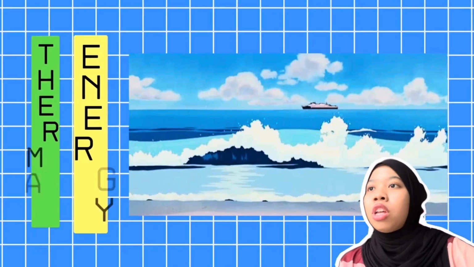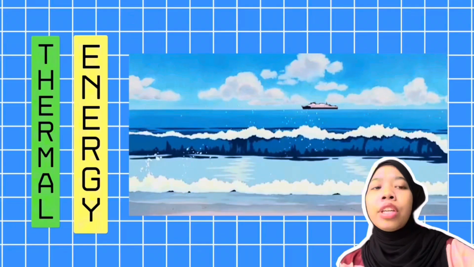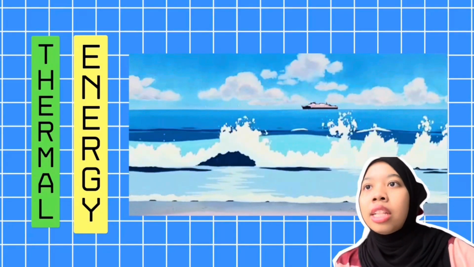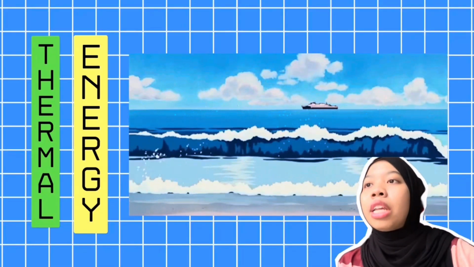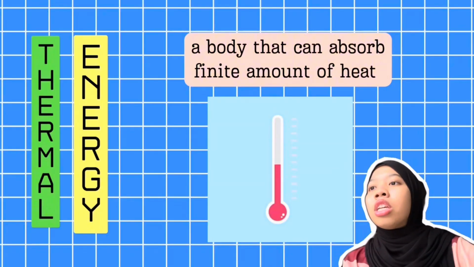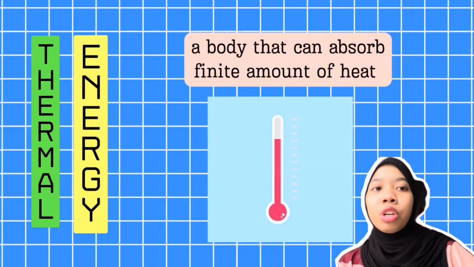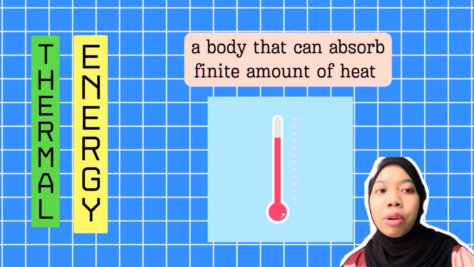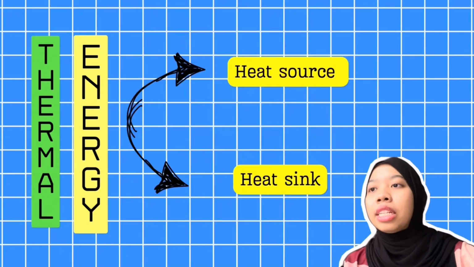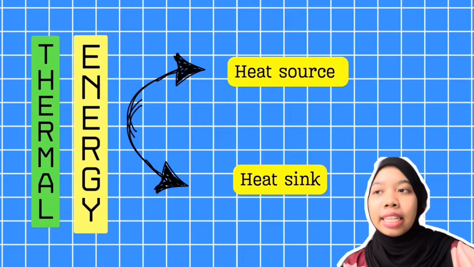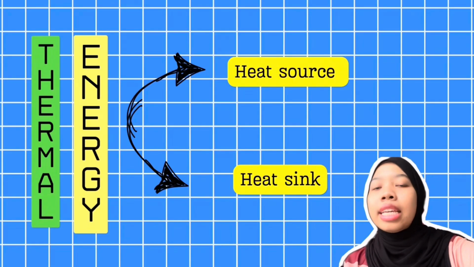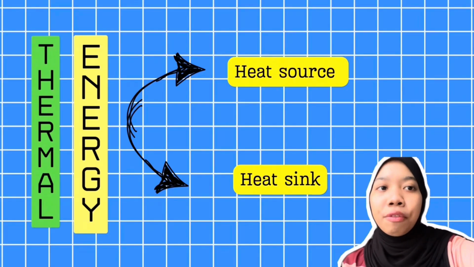Next, we'll move to thermal energy reservoirs. As you can see, this ocean is one example of a thermal energy reservoir. This is because the ocean has large thermal energy storage capabilities. So what exactly is a thermal energy reservoir? A thermal energy reservoir refers to a body that can absorb a finite amount of heat without any change in temperature. There are two types of thermal energy reservoir, which are heat source and heat sink. A heat source is a reservoir that supplies heat to a system. Meanwhile, a heat sink is a reservoir that absorbs heat from the system.